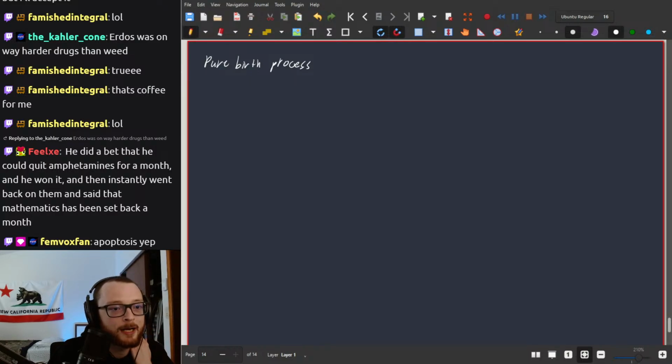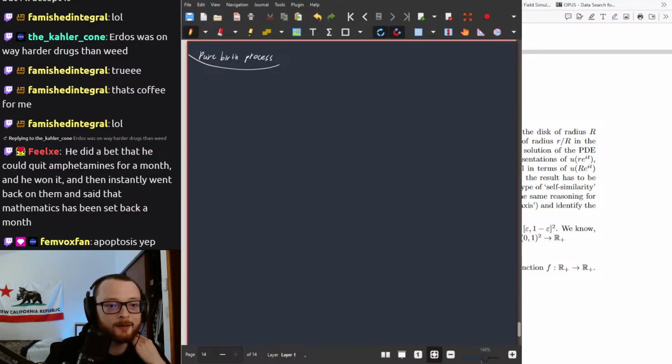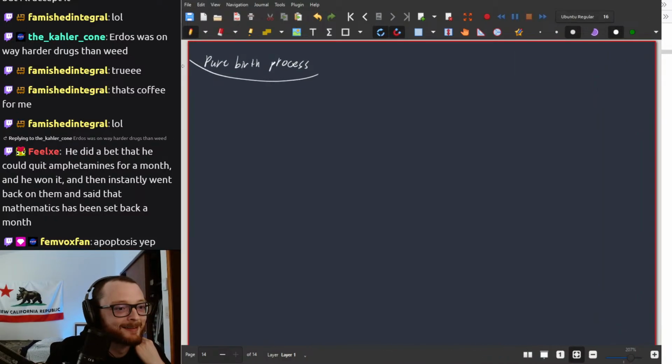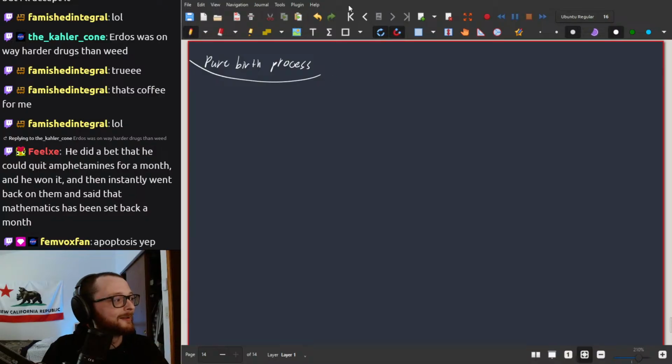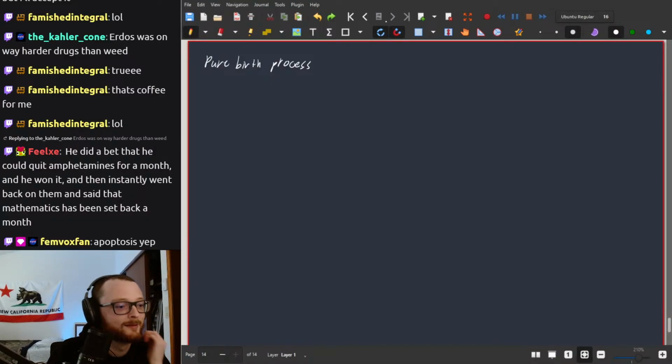So for cancer cells, it's like, oh, I messed that up. One second. Okay. They bet he could quit amphetamines for a month. He won it and instantly went back on them, so the mathematics has been set back a month. Oh, I think I've heard that. Yeah.